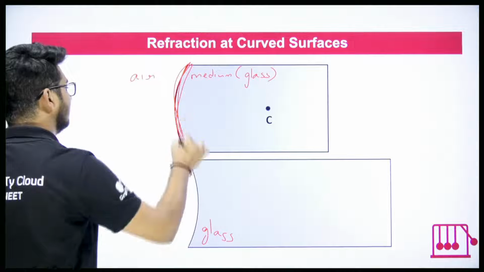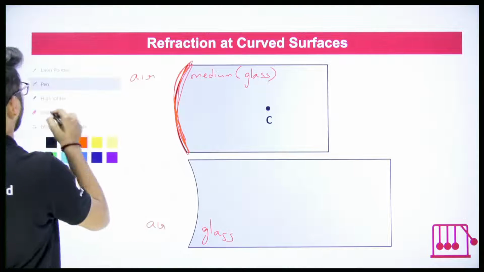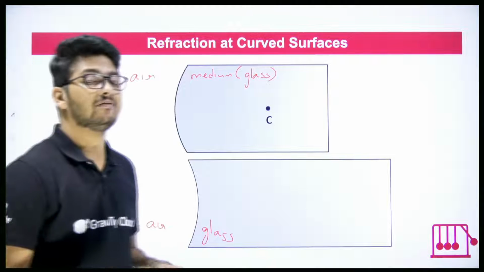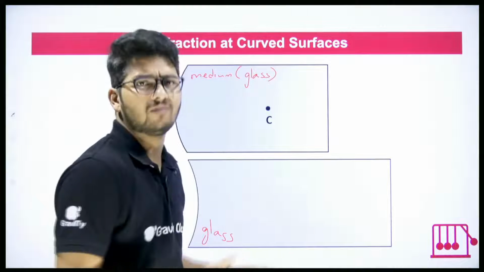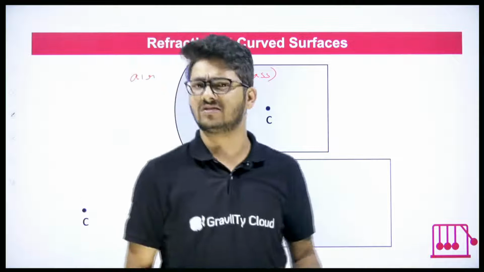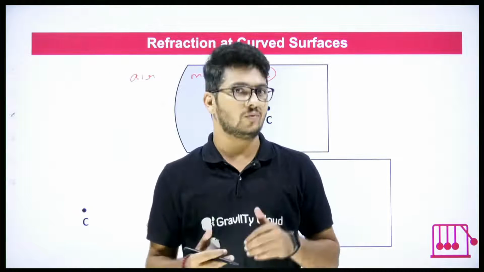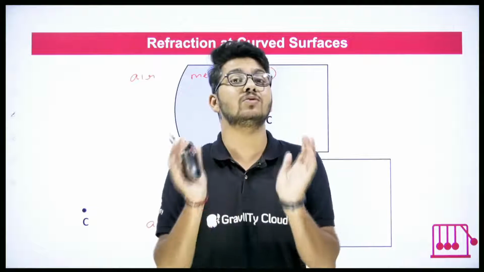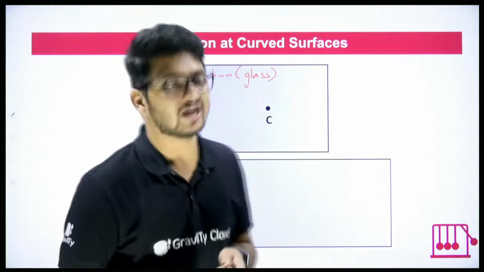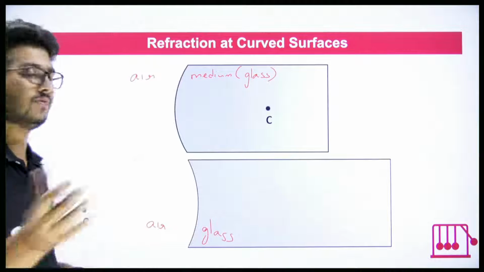As you can see, it is curved, okay? And the curve will mostly be a sphere. That's what we are discussing. Sir, do we have other types of curved surfaces? Yes, we have. But we will restrict ourselves to this discussion of curved surfaces. Okay. So here, two spherical surfaces.